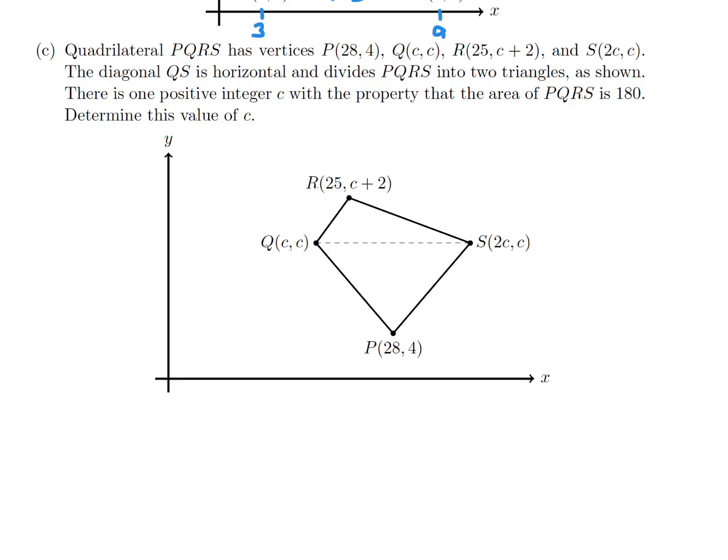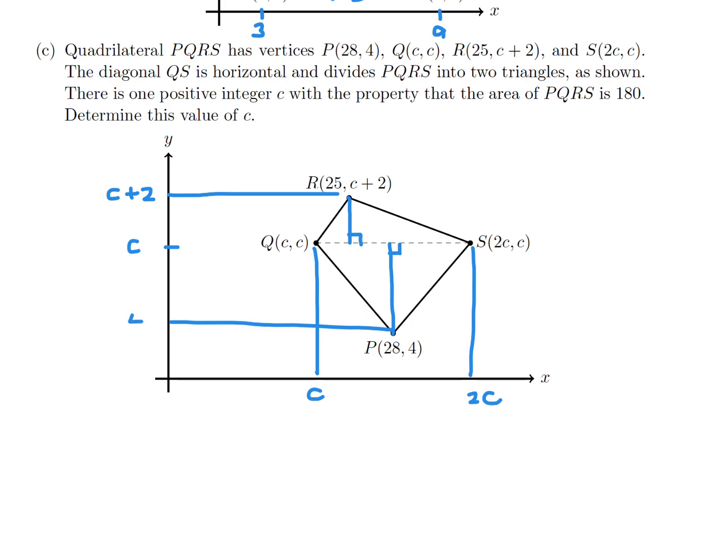All right, very similar to before. We're going to draw some altitudes. And let's see what we have here. That C plus 2, that is C. This here coming down is C. This here coming down is 2C. And this is 4, and that of course is 28. Okay, I think that's pretty decent here. Oh, this one coming down here is 25, and I think that should be enough.